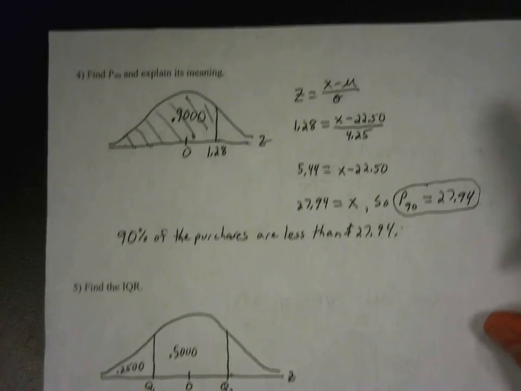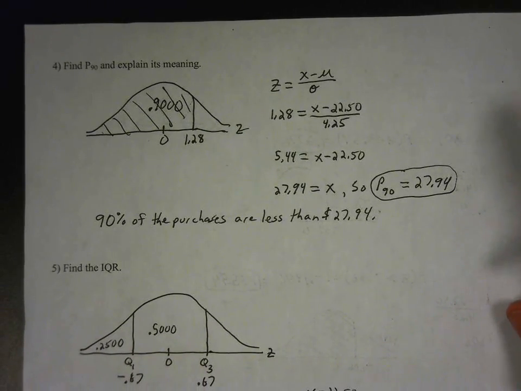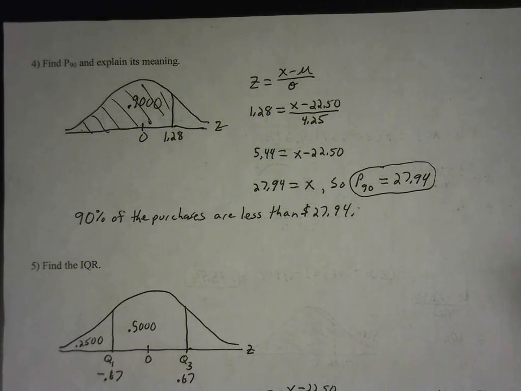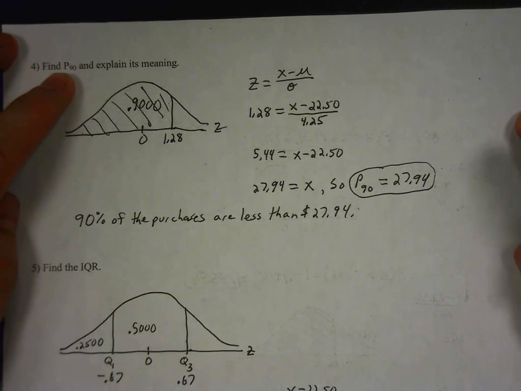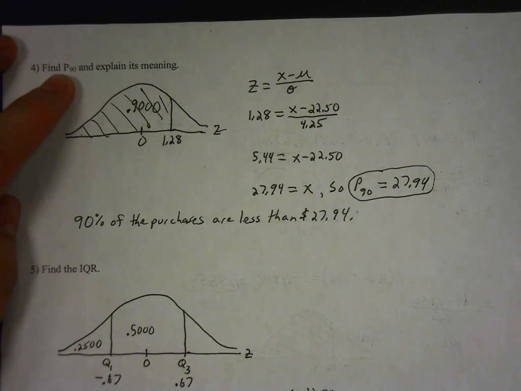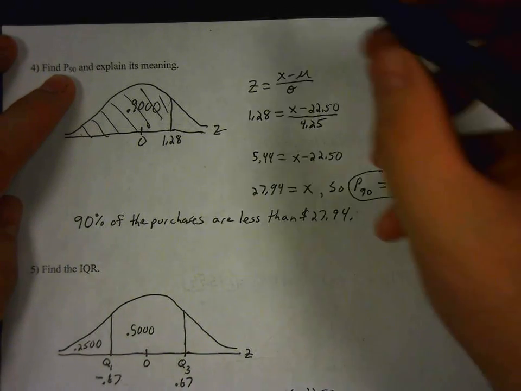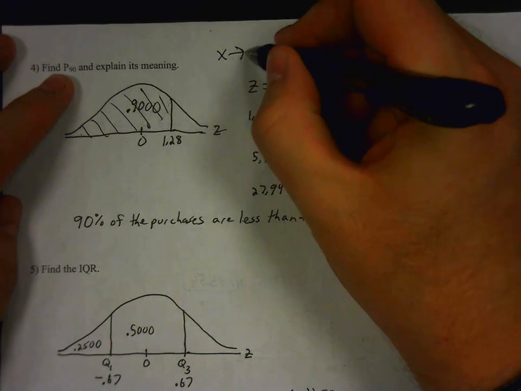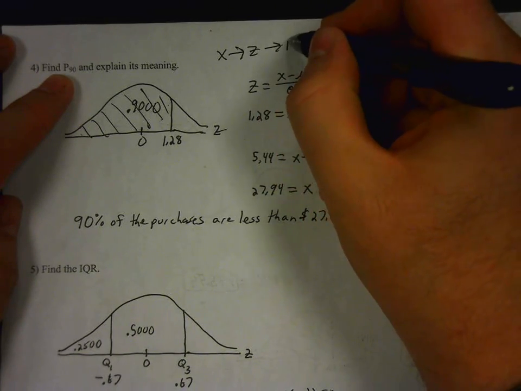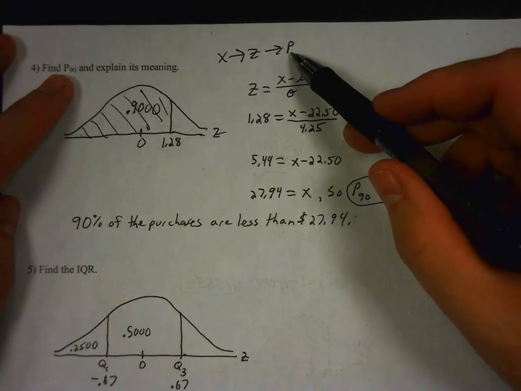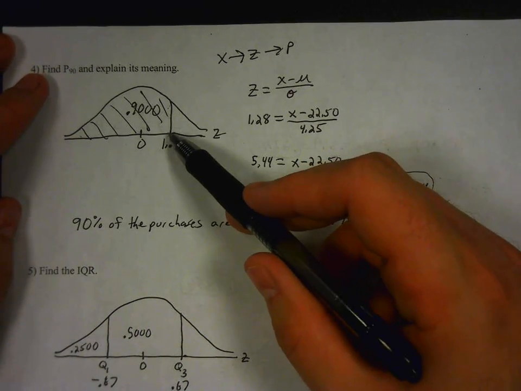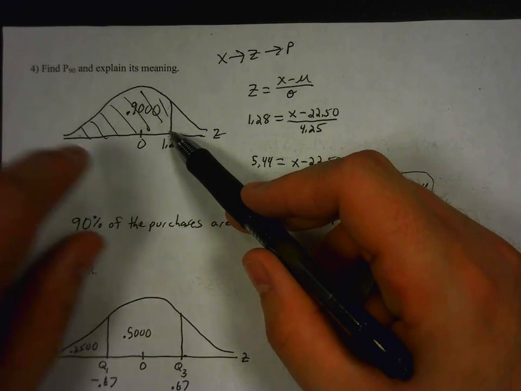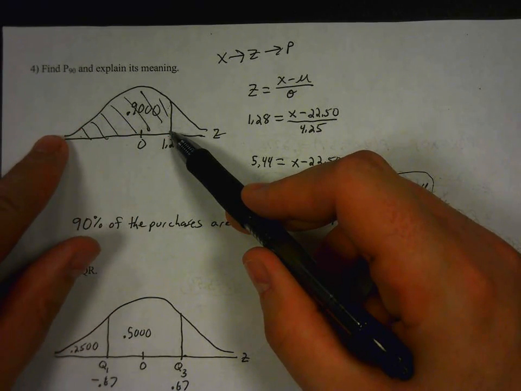And then on the other ones, now we're just going backwards. When I asked you to find P90 and explain its meaning, instead of going from x to z to probability, now we're going backwards. Instead of doing x to z to probability, now we're given the probability, or the proportion, that's to the left of our z-score. We know that P90 means that we have 90% to its left.